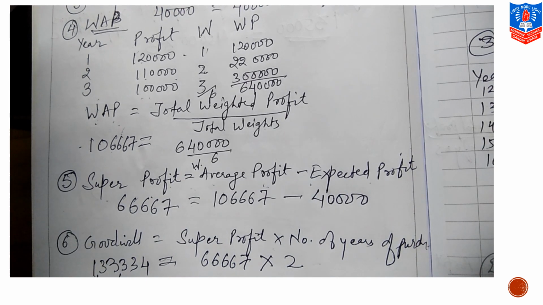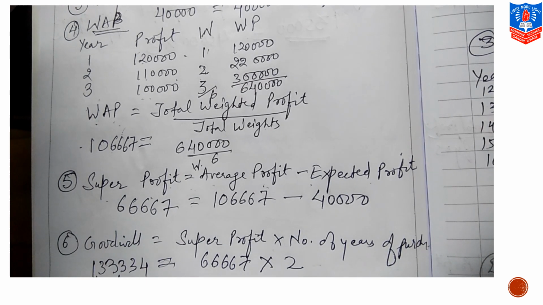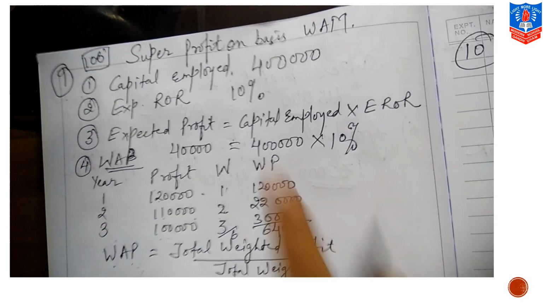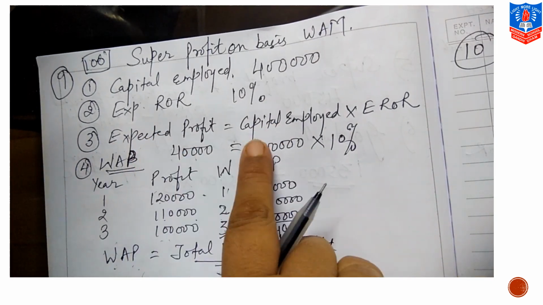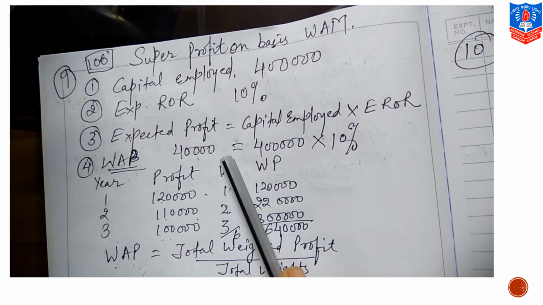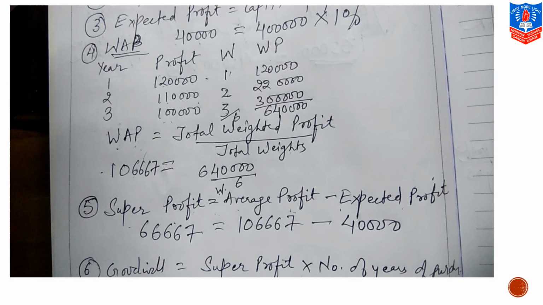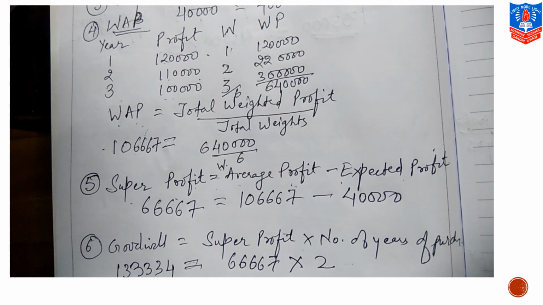1,33,334. This is our desired answer. I hope this is very clear to you. Step 1, capital employed. Step 2, expected rate of return, expected profit, and so on. Very easy and very clear, formula based, step based it is.